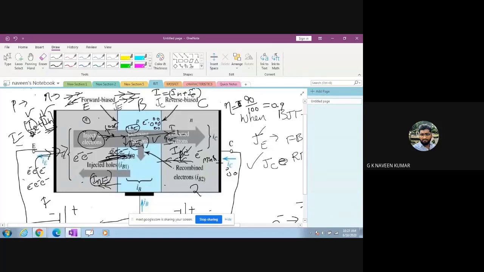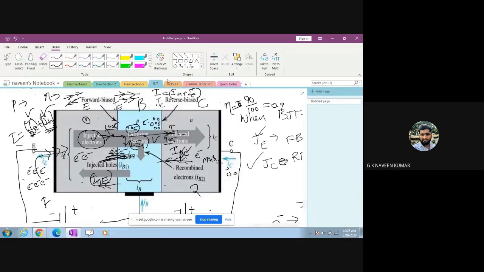Now this is the thing about active region. Now we have to plot the characteristics of different configurations of transistor, nothing but BJT. In order to plot the characteristics, we need to know what are the different configurations from which you can plot the BJT characteristics.